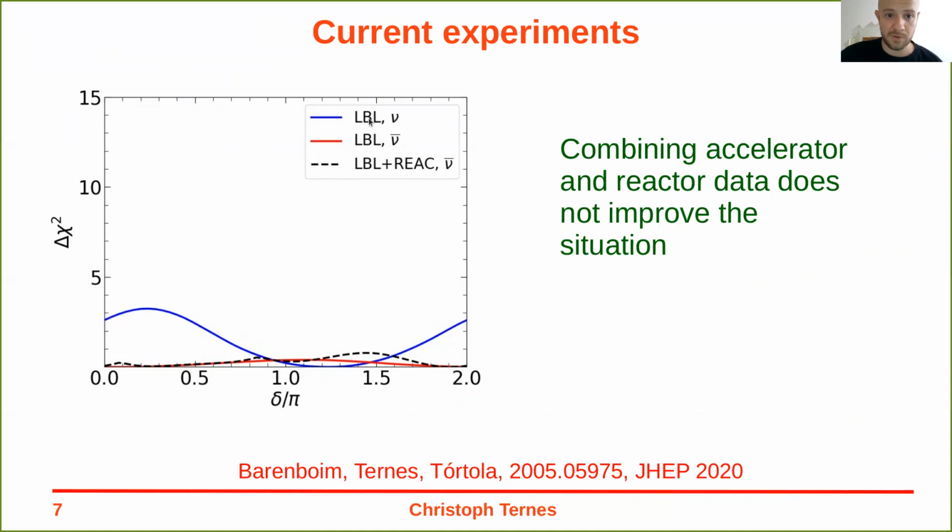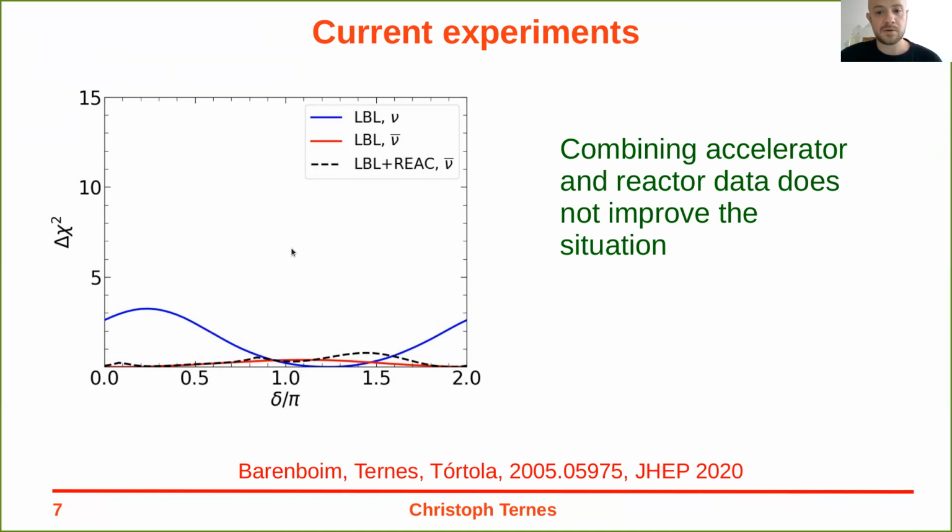So you see still for the neutrinos, the chi-square curve is always below 4. And even adding the reactor antineutrino data on top of the long baseline data does not improve this situation, as you see here. So even all of the values are allowed with a chi-square of less than 1. So this means that in this CPT violating picture, a measurement of the CP phase is not possible.